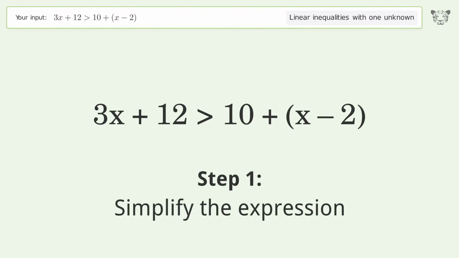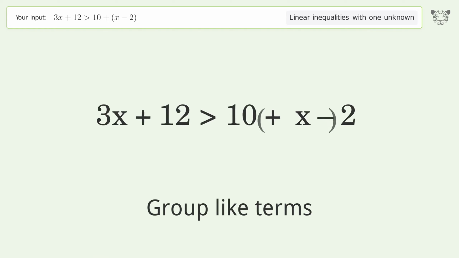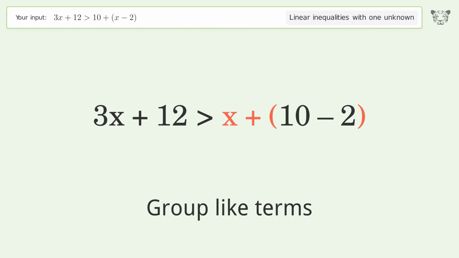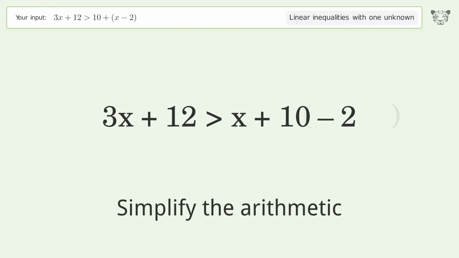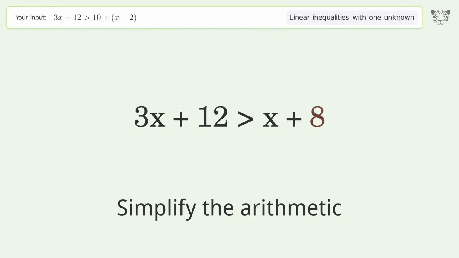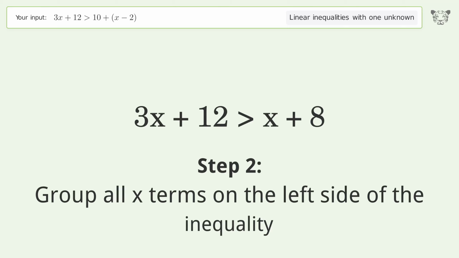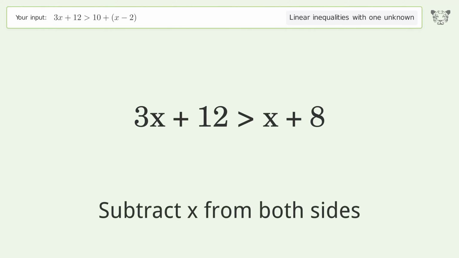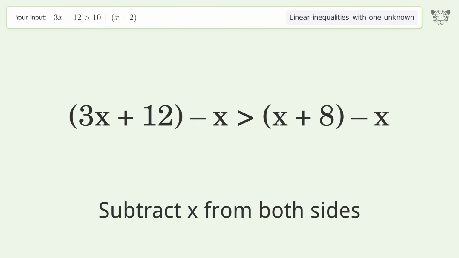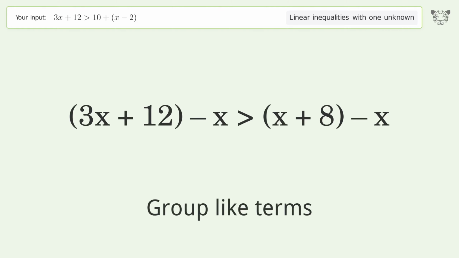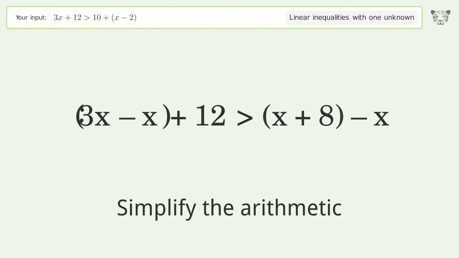Simplify the expression. Group like terms. Simplify the arithmetic. Group all x terms on the left side of the inequality. Subtract x from both sides. Group like terms. Simplify the arithmetic.